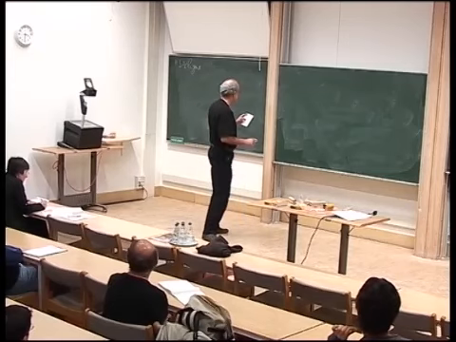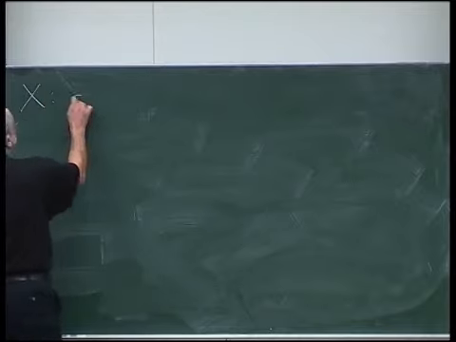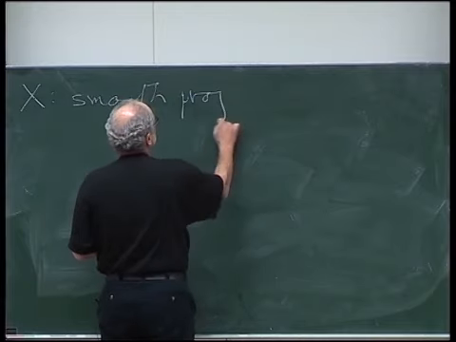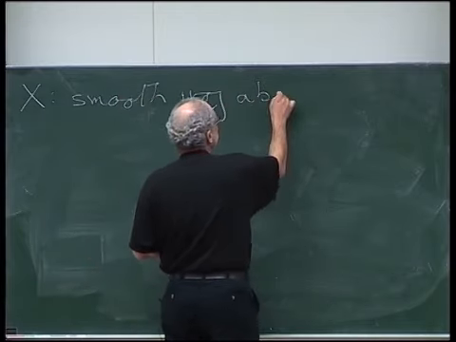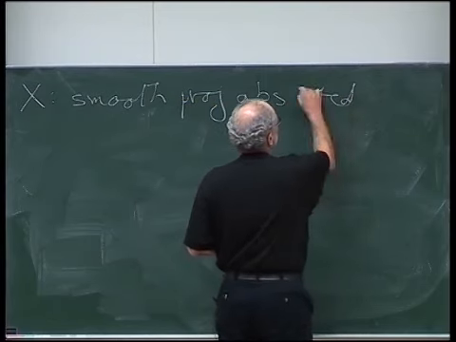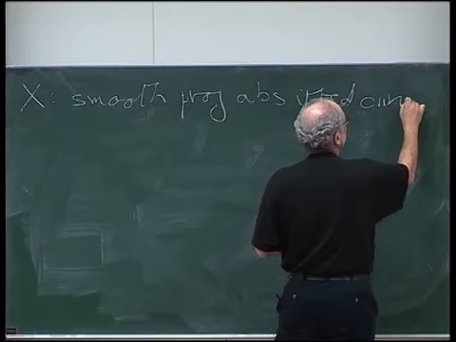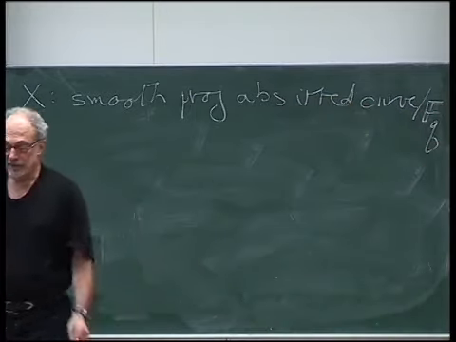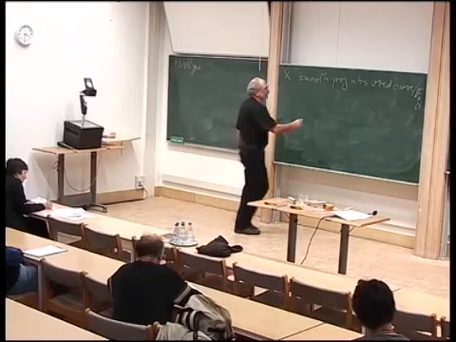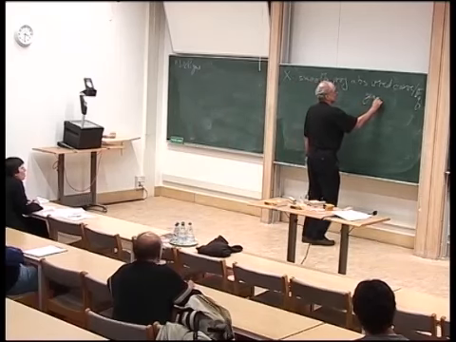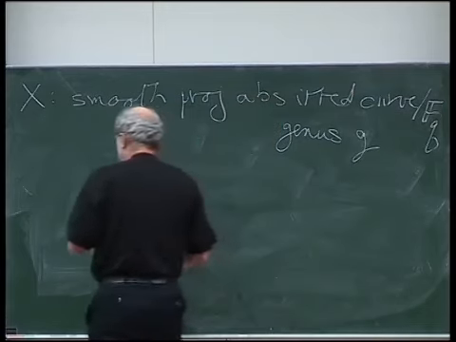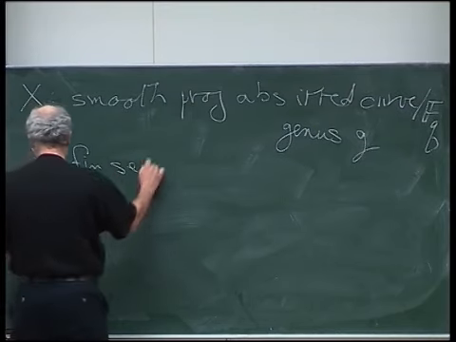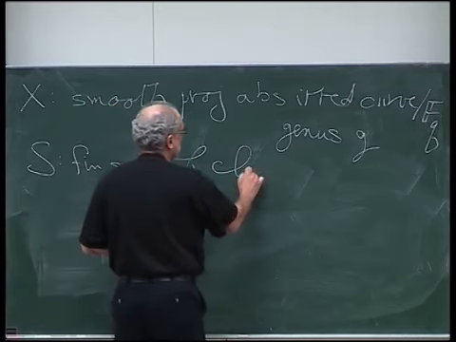So first, notations. I have a smooth, projective, absolutely irreducible curve over a finite field with Q elements, and let's say that the genus is G. And I'm fixing a finite set of closed points of this curve X.